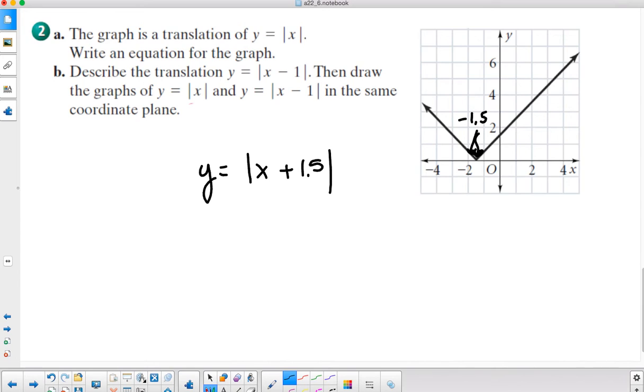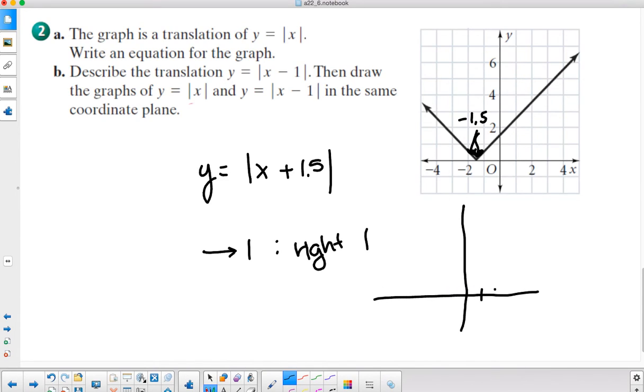All right, part B, describe the translation. y equals absolute value of x minus 1. Well, since that's a negative, that tells us we're going to go right 1. And that's what you would write, right 1. Then draw the graphs of y equals absolute value of x and y equals absolute value of x minus 1. Well, we know that it's going to go right 1 unit. It does not have a coefficient of x greater than 1, so it starts here because it went right 1 unit, and you're going to have this branch and that branch.